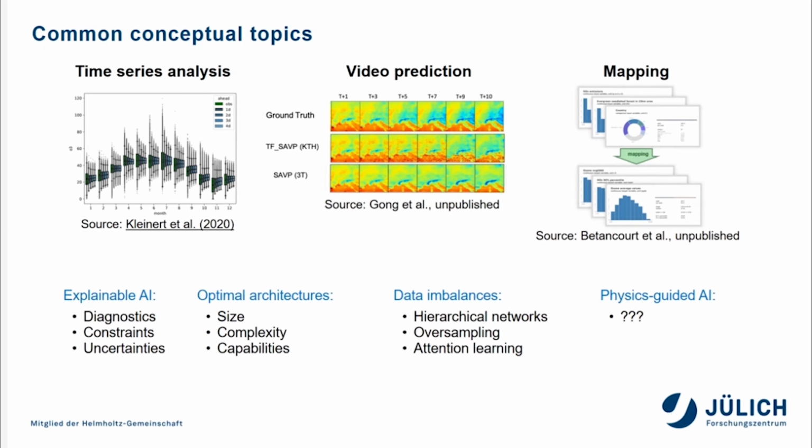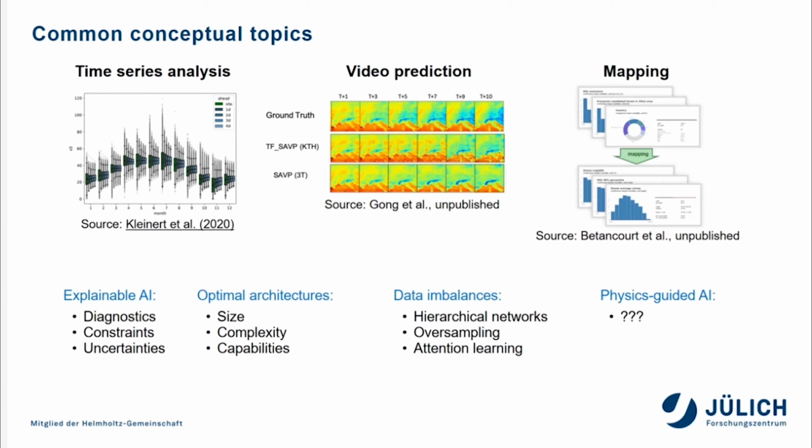There are a couple of common conceptual topics related to all three applications. So I'm listing some of those here. One of these buzzwords also in terms of machine learning is this explainable AI. So we're basically looking at diagnostics of the machine learning, constraints on the machine learning, and also uncertainties or uncertainty estimation. Another aspect, of course, considers the optimal architectures for solving the type of problems we are dealing with.